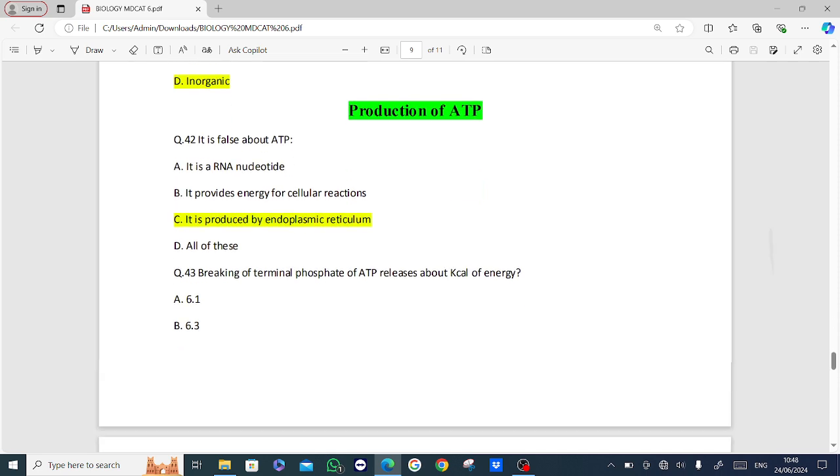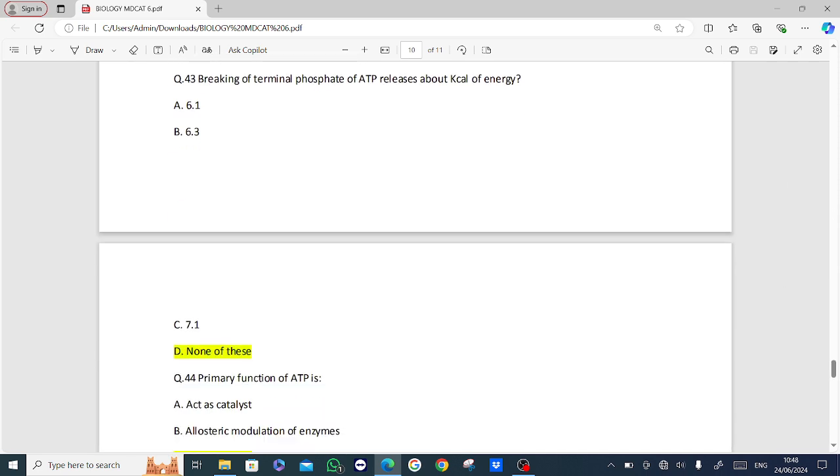Next MCQ is, breaking off terminal phosphate of ATP releases about how much kilocalorie of energy? Options are 6.1, 6.3, 7.1, none of these. Answer is option D, none of these.